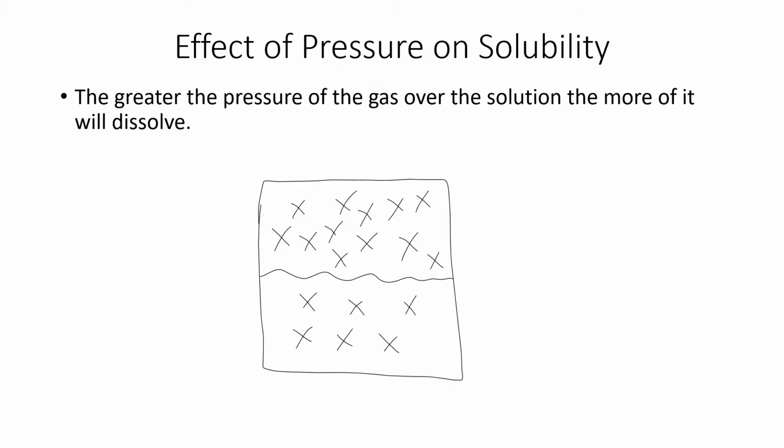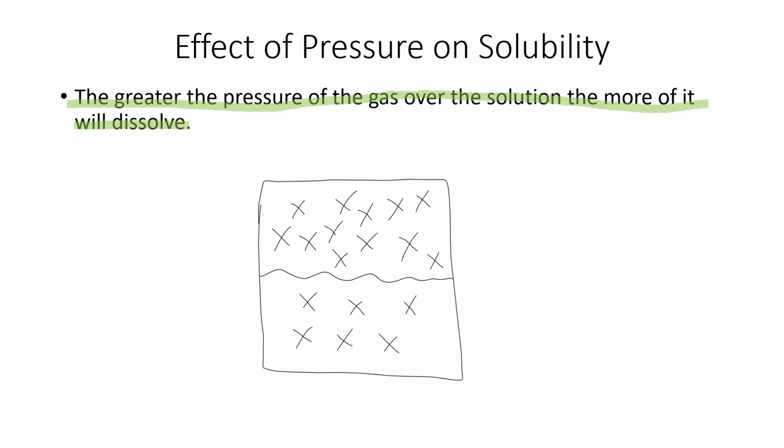Pressure also will have an effect on solubility, and this really only matters if your solute is a gas. And for this, the greater the pressure of the gas over the solution, the more of it will dissolve. And this kind of makes sense. You can think about any carbonated beverage that you have, a liter of soda or a 2-liter bottle or a can of a carbonated beverage. You know that the liquid is not filled all the way to the top. They give a little space at the top of the container. And that's because they're over-pressurizing the gas in that.